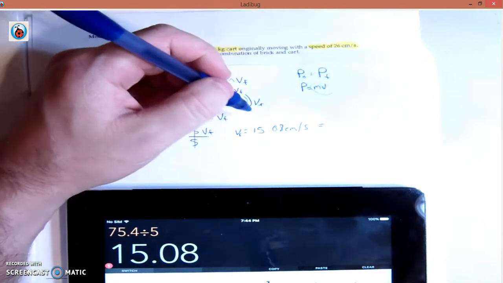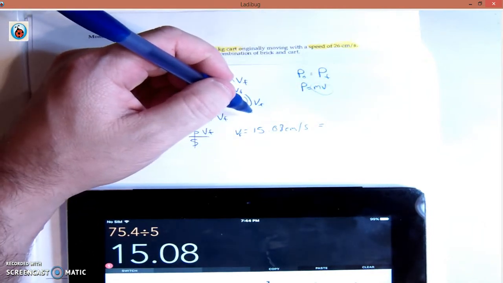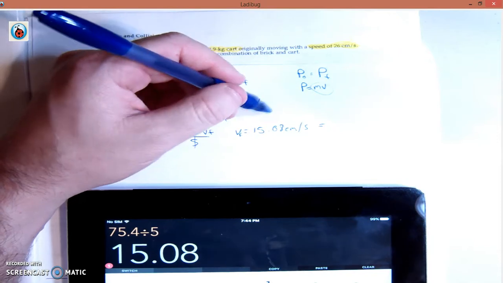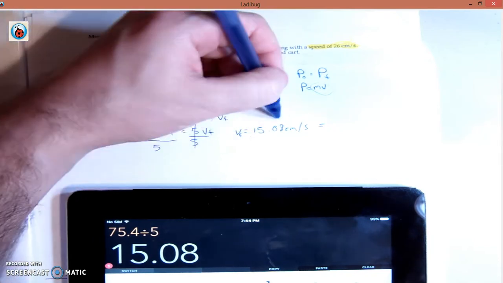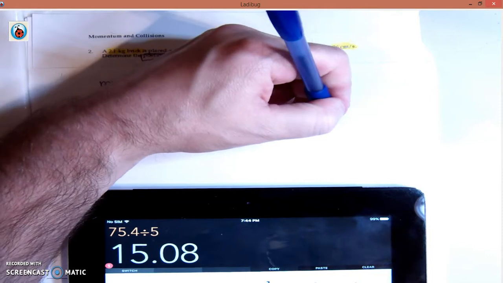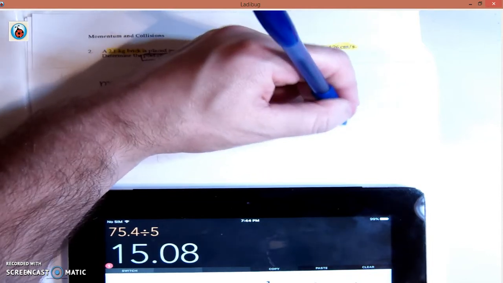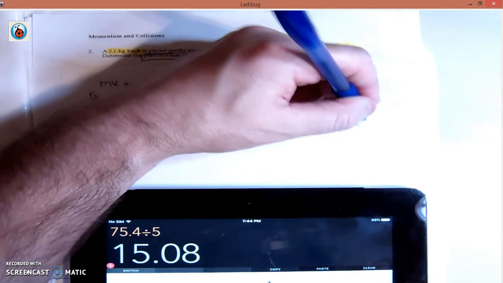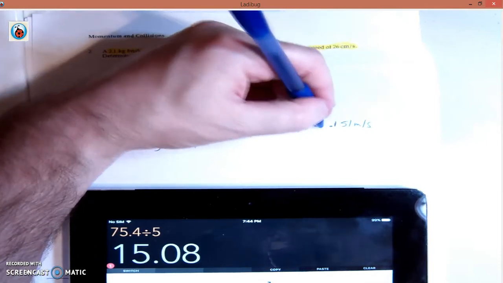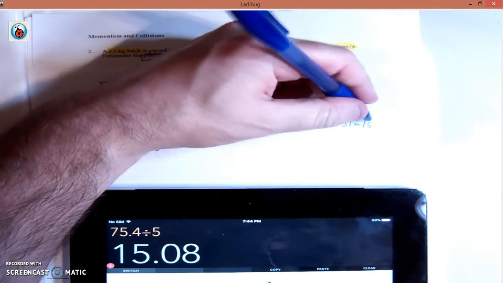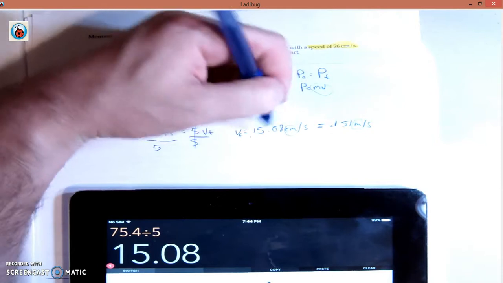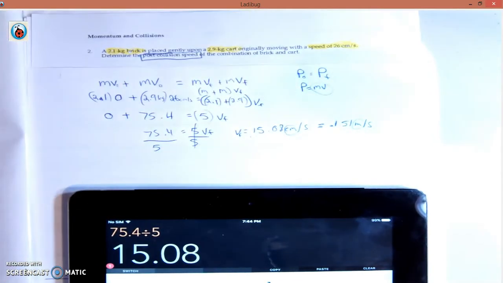And remember, if we want to make our answer in meters per second, if you go from centimeters to meters, you're going to move the decimal place 2 places to the left. So this is the same thing as 0.151 meters per second. Remember, these are the same answer. This is meters, this is centimeters. Whichever one you put is correct, we have successfully finished the problem.